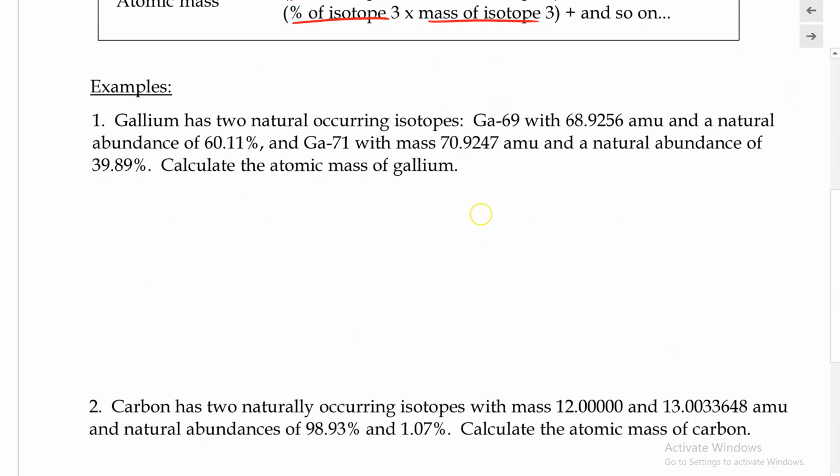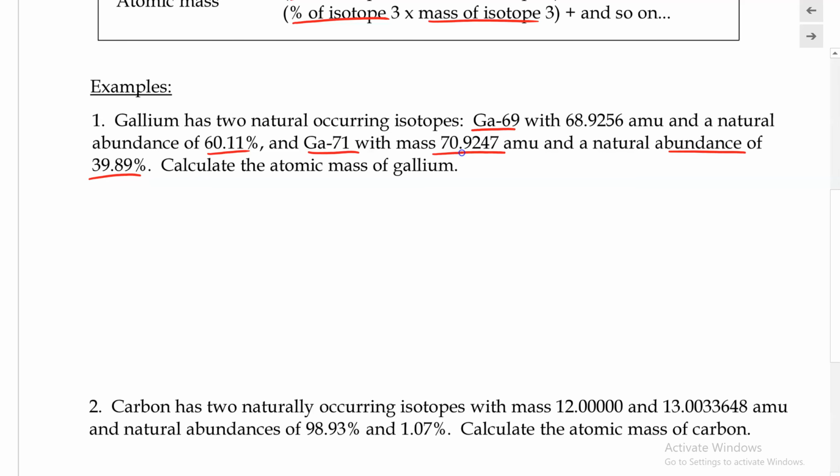Let's now try an example. Gallium has two naturally occurring isotopes. Gallium-69 with a mass of 68.9256 AMU and a natural abundance of 60.11%. So that's one isotope. And the other isotope of gallium is gallium-71 with a mass of 70.9247 AMU and a natural abundance of 39.89%.